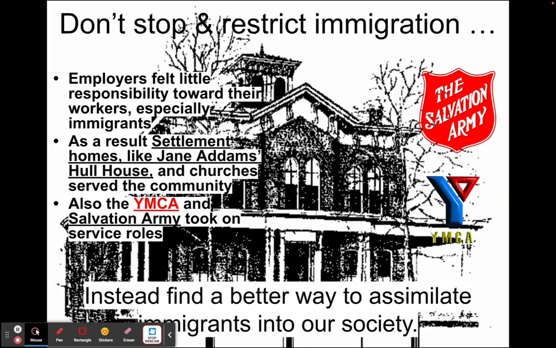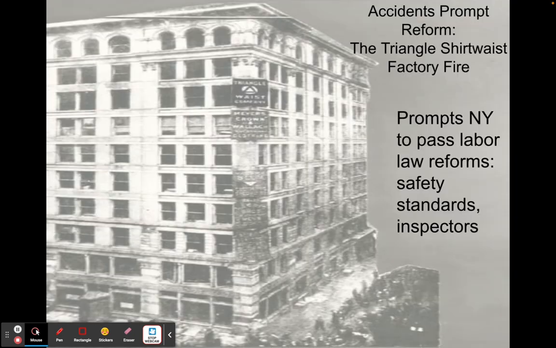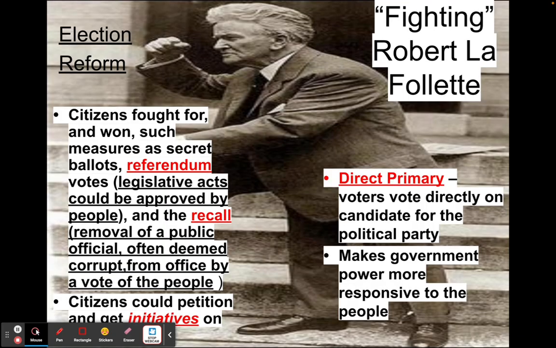Local leaders also felt that they didn't need to stop at immigration. Employers felt little responsibility toward their workers, especially immigrants. So you had charitable organizations like the Salvation Army and the YMCA that would take on roles to help serve the immigrant community. Lastly, we'll talk about election reform.